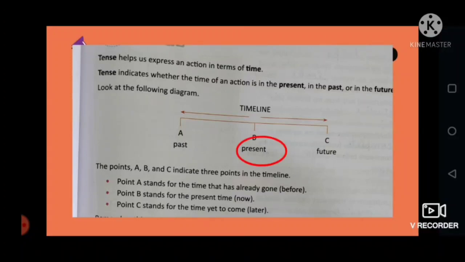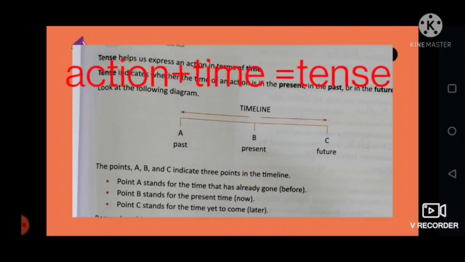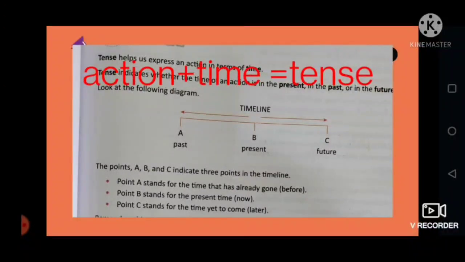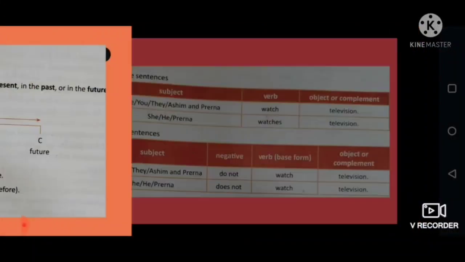On point B you will see present time. It means the action that is taking place now. And on point C you will see future, which stands for the time that is yet to come. It means later it will come. So tense indicates whether the time of an action is in the present, past or future. Tense helps us to express an action in terms of time. It means action plus time is equal to tense.